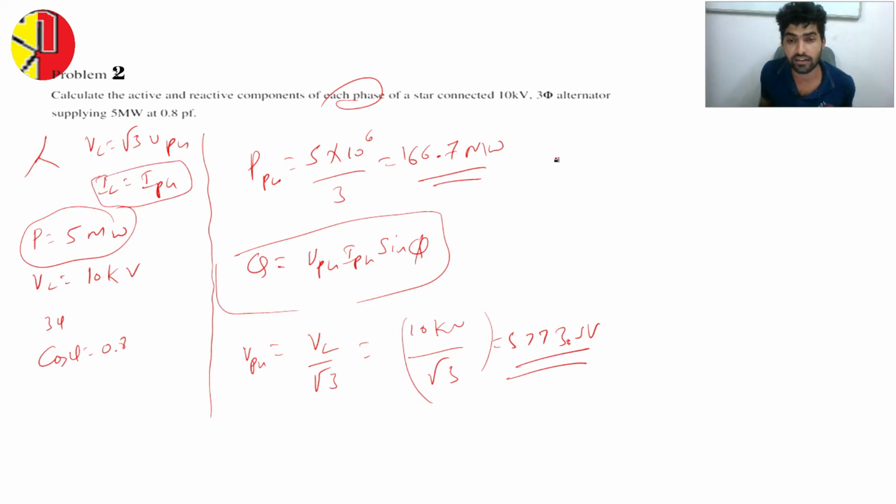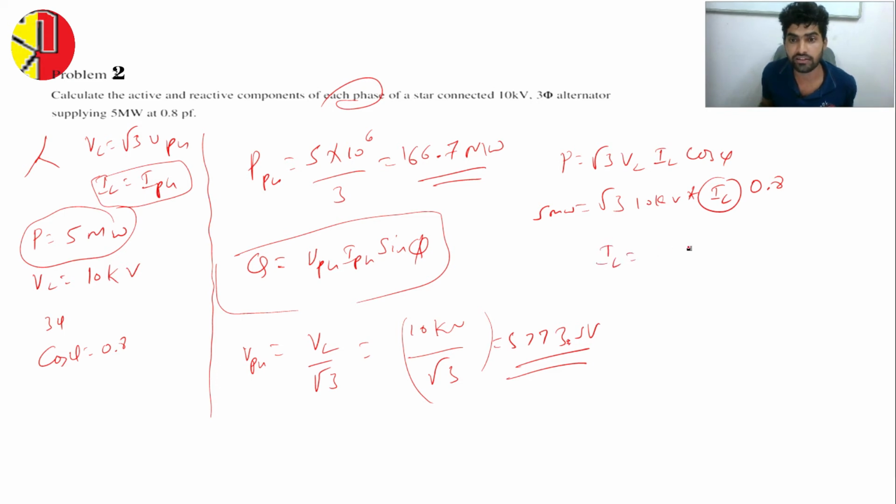IL I'll calculate. So power is equal to root 3 VL IL cos phi, right? So root 3 VL is how much? 10 kilo into IL, we don't know. IL we need to calculate. Cos phi is what? 0.8. Power is given 5 megawatts, right? This is the formula. So finally IL is equal to 5 into 10 raised to 6, mega is 10 to 6, divided by root 3 into 10k into 0.8. Finally, we got 360.84 amps.